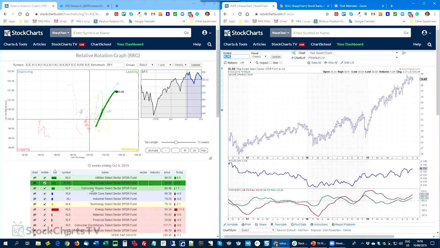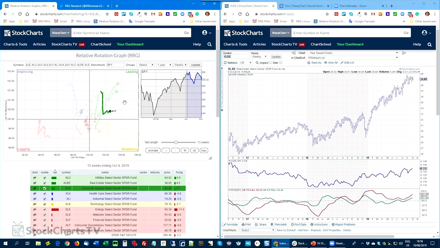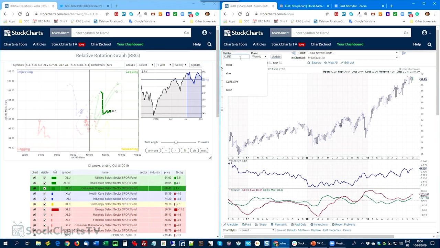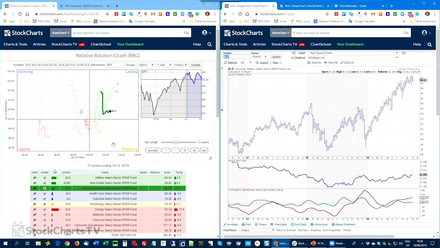And then finally, I'll speed up here. We go through staples, the other one in your portfolio, cornerstone of your portfolio, very strong image. So utilities, real estate, staples, your defensive sectors are in play right now.